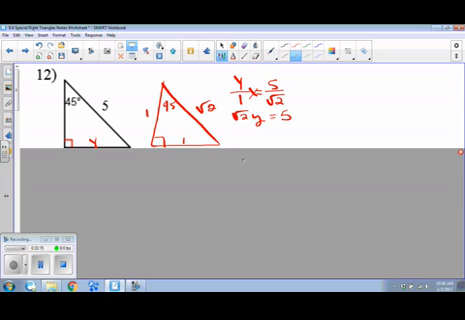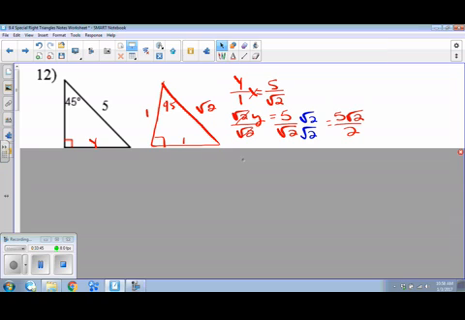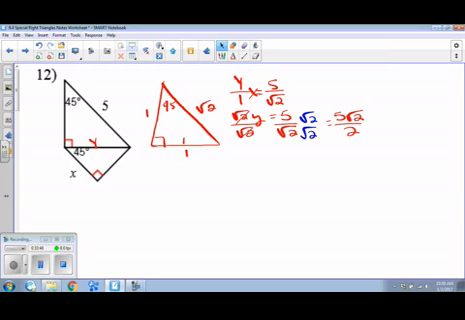Now what? Divide both sides by square root of 2. We have to fix this, right? We have to fix this. So we're going to multiply the top and bottom by square root of 2. So it's 5 square roots of 2 over 2. So now, let's look at what we actually have now. This is 5 square roots of 2 over 2.